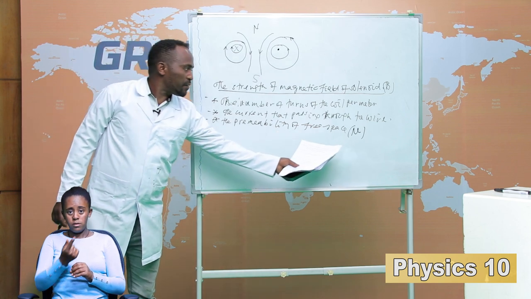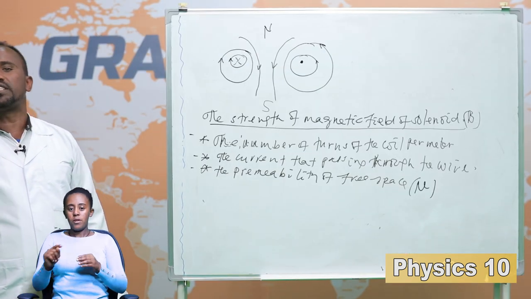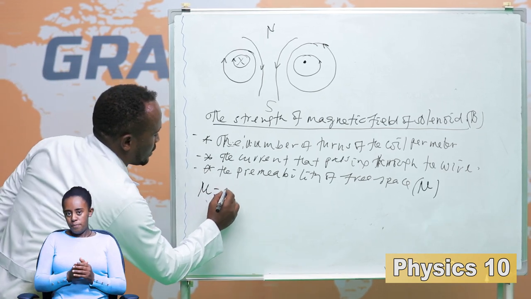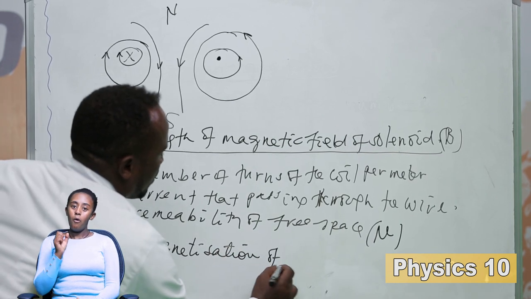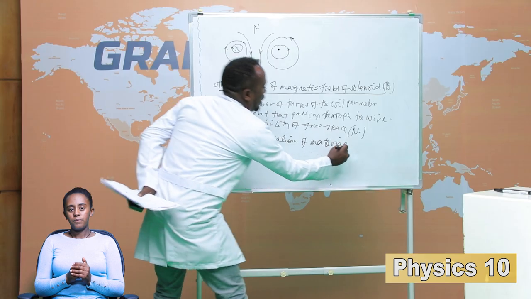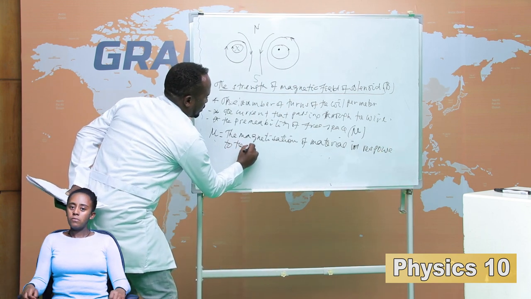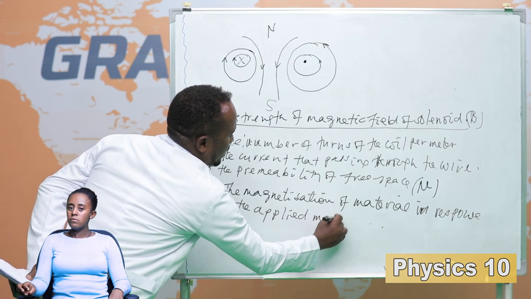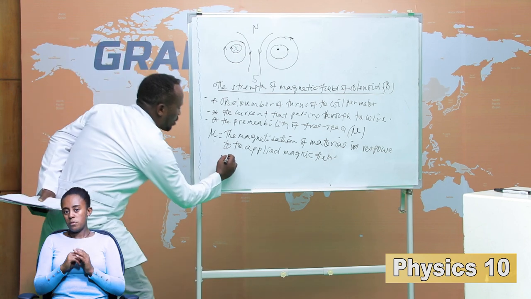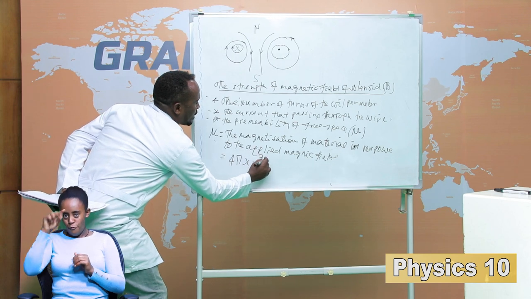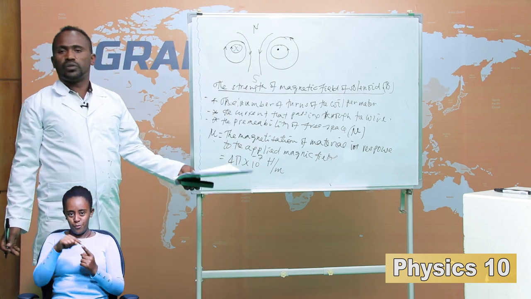Do you know the permeability of free space? It depends on the magnetization of the material in response to the applied magnetic field. Its value is equal to 4 pi times 10 to the power of minus 7 Henry per meter.